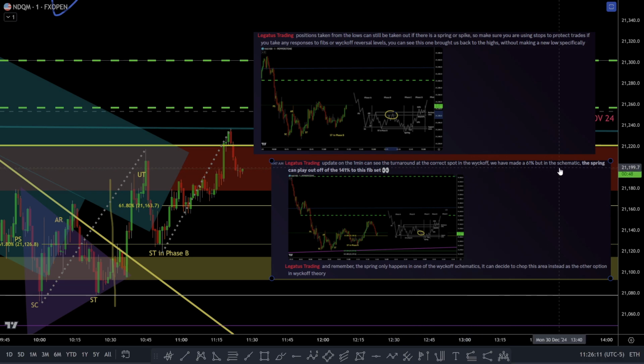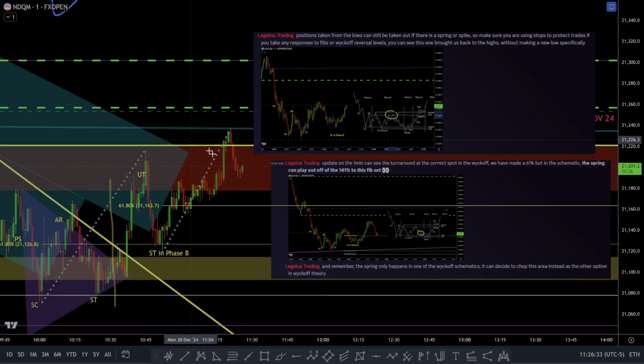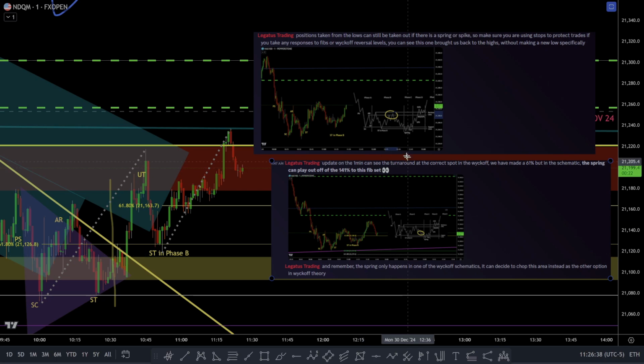We have made a 61, but in the schematic, the spring can play out off the 141 fib set. So I was looking at, hey, look at these 141s at the bottom. That's where we could go to next on the spring. And remember, spring only happens in one of the Wyckoffs in the schematics. It can decide to chop this area instead of the other option. I'm literally laying it out that this level could be a spike to a 141 to a new low to spring it, or it might chop it instead.